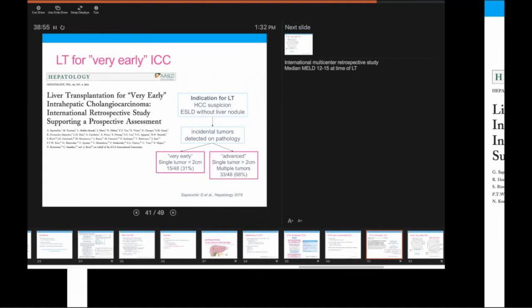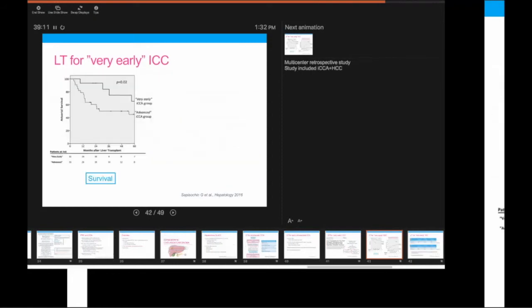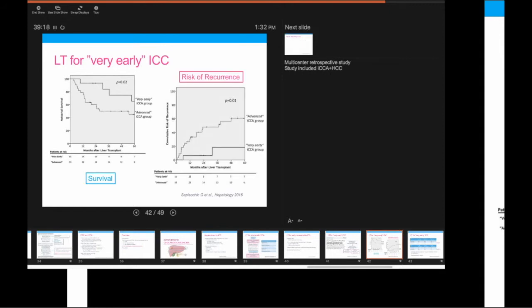So of all the patients who were transplanted, 48 actually had intrahepatic cholangiocarcinoma. So 15 of the 48 had very early tumor, and 33 of the 48 had advanced tumor. What they found is that the survival rate was better for the very early group versus the advanced group, and that the risk of recurrence was higher in the advanced group as opposed to the very early group, which makes sense.